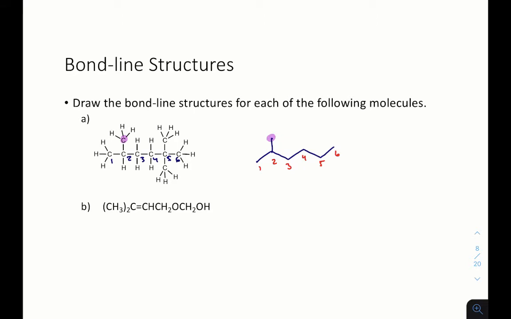Carbon 5, on the other hand, it has 2 CH3 groups coming off of it. So let's put 2 CH3 groups. And then we're all set, and we can check our work.